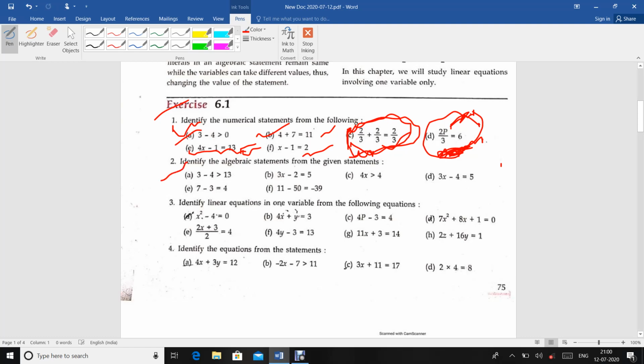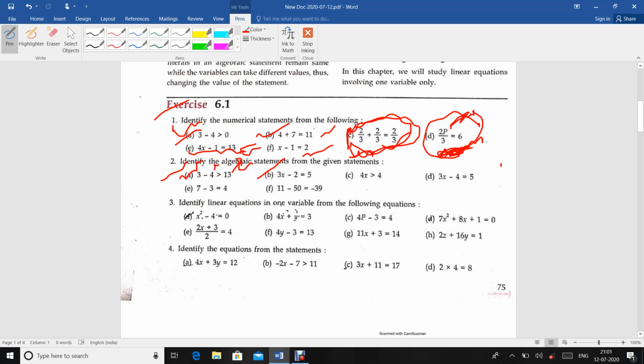Let us see the second question, which is saying identify the algebraic statement from the given statements. Now we need to find out the algebraic statements. As you can see, 3 minus 4 is greater than 13. 3 is a number, 4 is a number, 13 is also a number. So here no variable is present, so it is a numerical statement, because it is a statement of numbers with the mathematical operations.